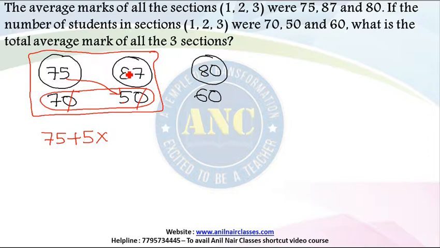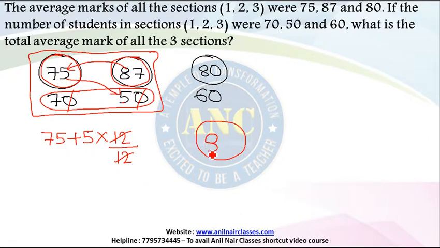The difference of 87 and 75 is also 12. 12 by 12 is 1, and 5 into 1 is 5. What is 75 plus 5? 80. That means if I combine the first circle with the second circle, inside the circle I get 80, and outside the circle 70 students and 50 students combined together is 120 students. Do the same with the remaining circle, which is the third circle.